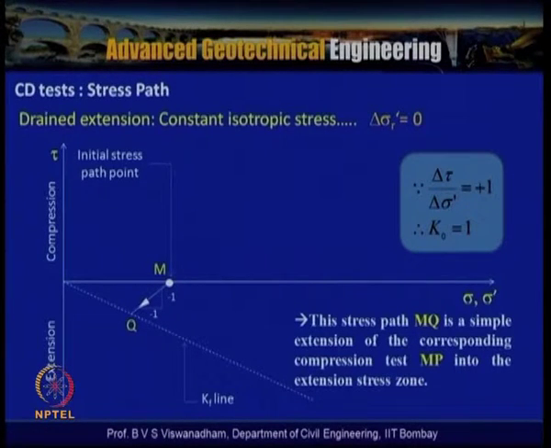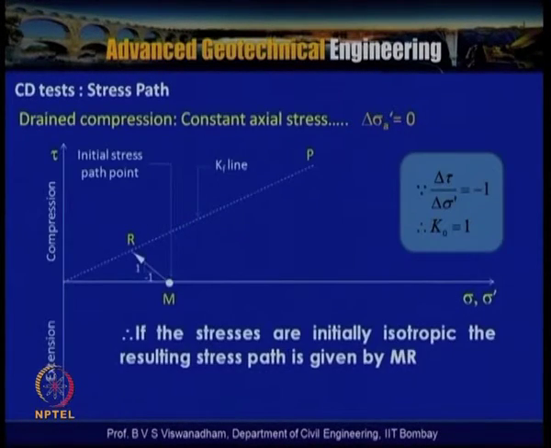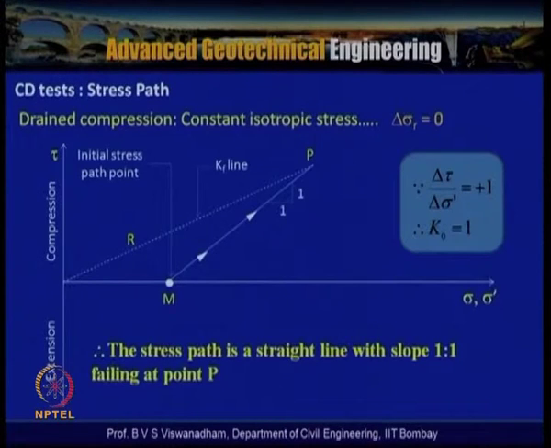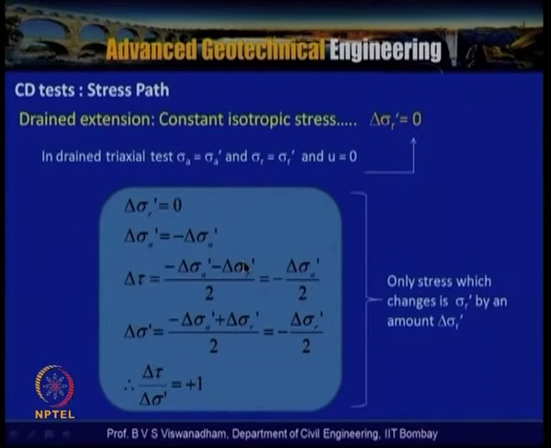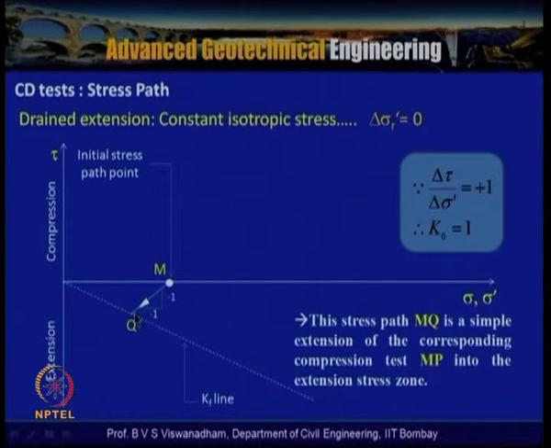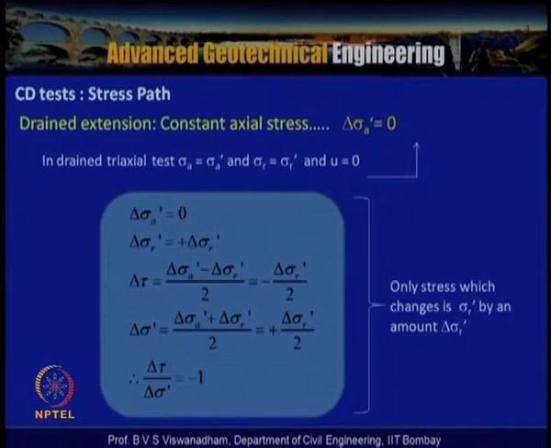So for the drained extension, the constant isotropic stress, delta sigma r dash is equal to 0, is actually given as the stress path MQ. It is a simple extension of the corresponding compression test MP into the extension stress zone. That means that we have discussed this one, which is in the compression test, and this is actually resulting in the extension zone.